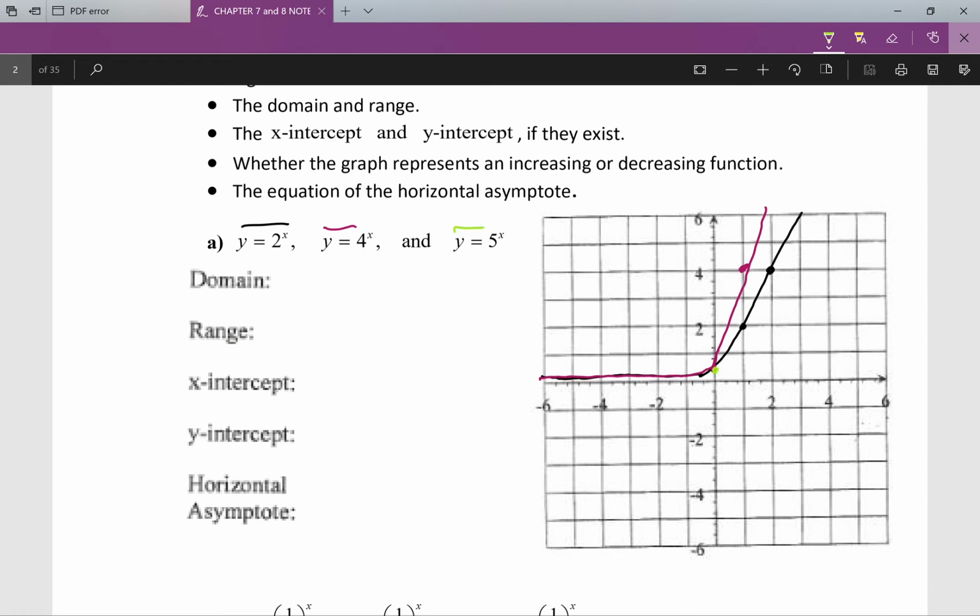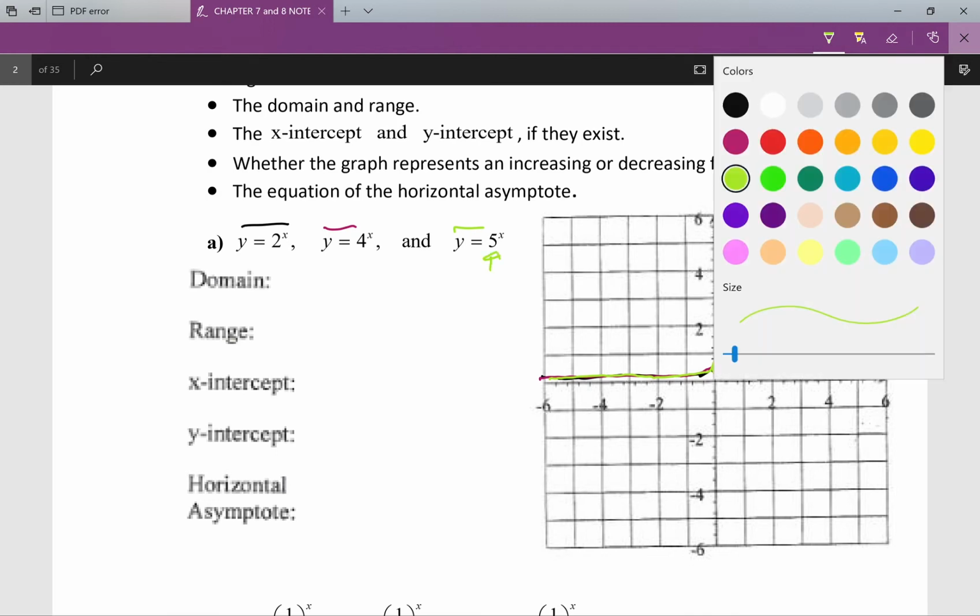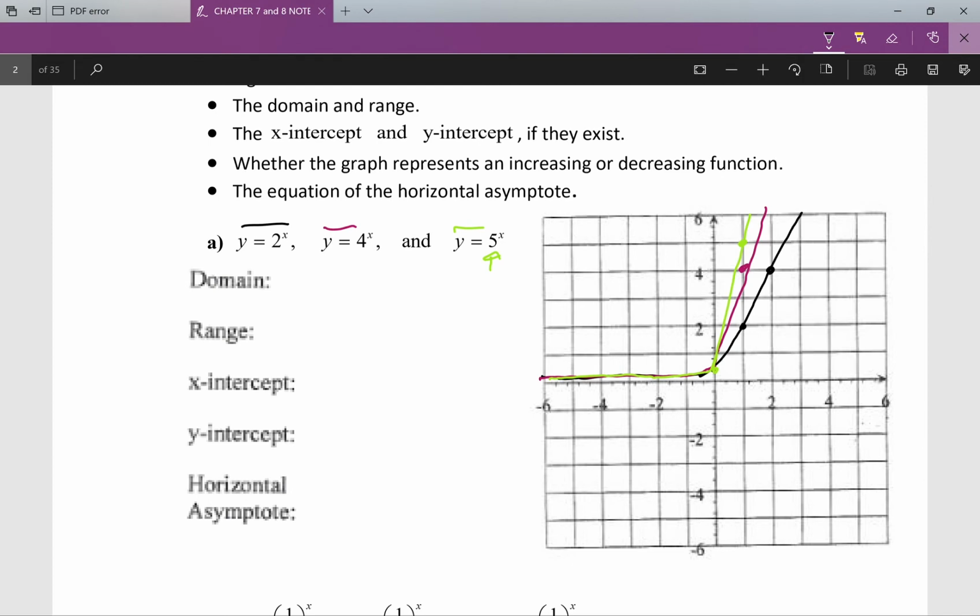5 to the power 0 is still 1, 5 to the power 1 is 5, and you see we get again that huge sloping going on right there. So what's happening is, as the base increases, I get more and more curvature, but from there not really much else changes.